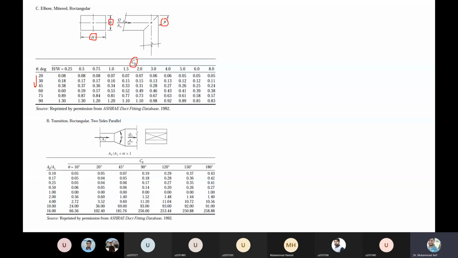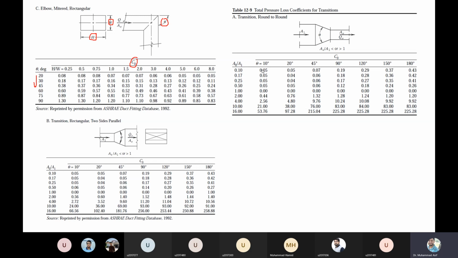Similarly, this is a transition, a rectangular one, from smaller height to larger height. For this type, you need the outlet area A naught and the inlet area, I mean the ratio of these areas, and the angle. This is the angle of the transition. So if you know these parameters, you can have the value of the C naught. Similarly, for other fittings, instead of the rectangular one, you may have the round, from round to round. Similarly, you need the value of the ratio of the areas and that angle. Then you can have the value of the friction coefficient.